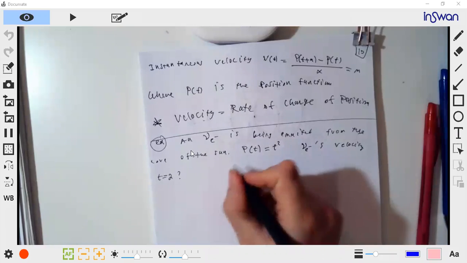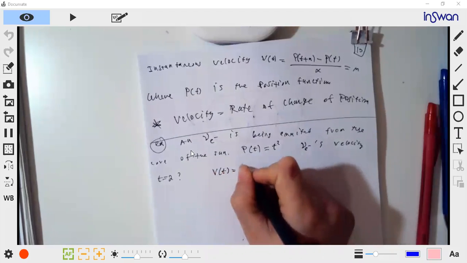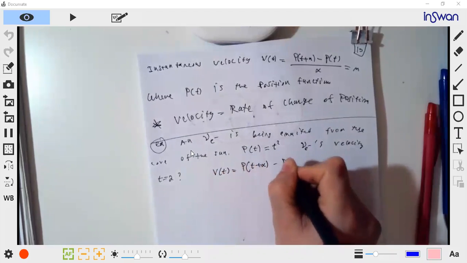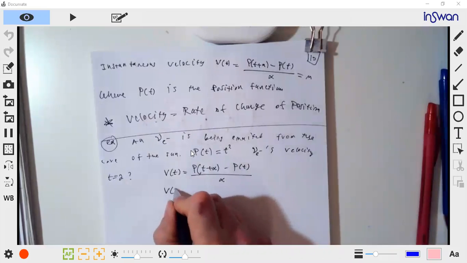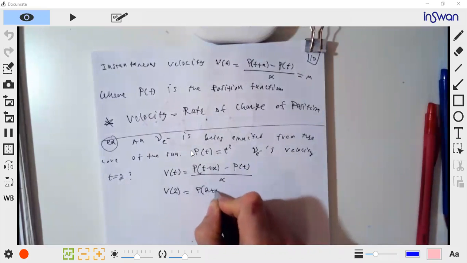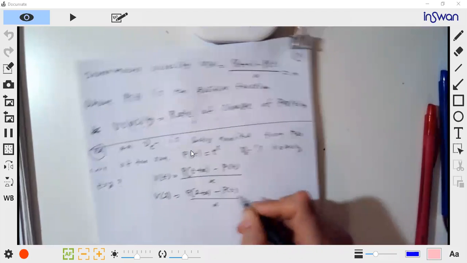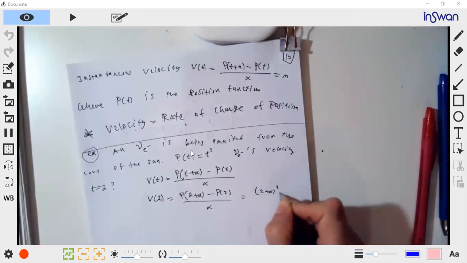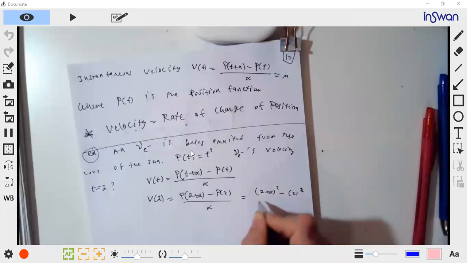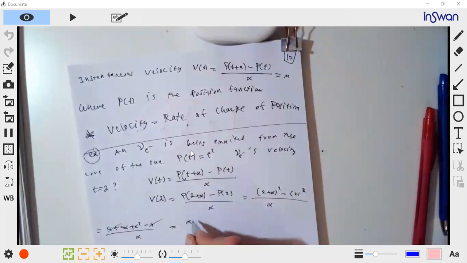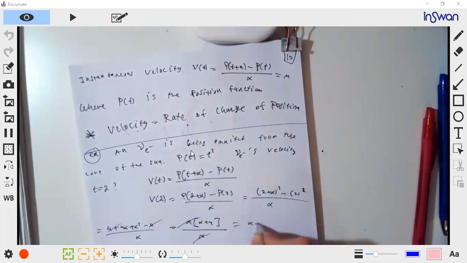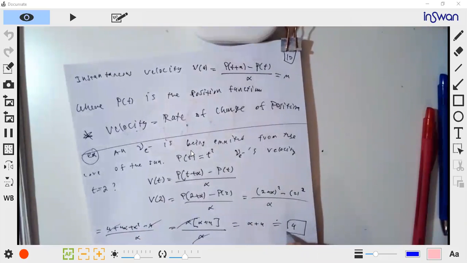Okay, so then v of t in general is equal to p of t plus alpha minus p of t all over alpha. But at t equals 2, this is v of 2, so this is p of 2 plus alpha minus p of 2 all over alpha. And this is 2 plus alpha quantity squared minus 2 squared all over alpha. And this is 4 plus 4 alpha plus alpha squared minus 4 all over alpha. Cancel out the 4's. This is alpha, factoring out alpha plus 4 all over alpha. Cancel out alphas, we get alpha plus 4, which renders the real result 4.